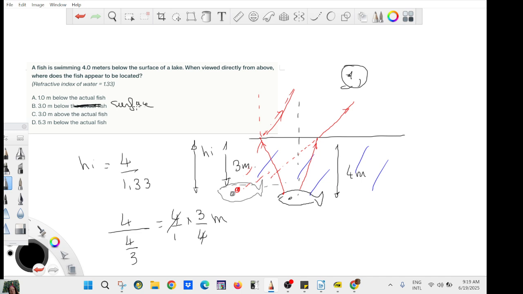So this question is not clear, but it will be 3 meters below the surface versus 4. Okay, so there will be 1 meter above the actual fish. So it's not below, it could be this answer here. So it will be above. So 1 meter above the actual fish or 3 meters below the surface. Okay, so there is a typo here.